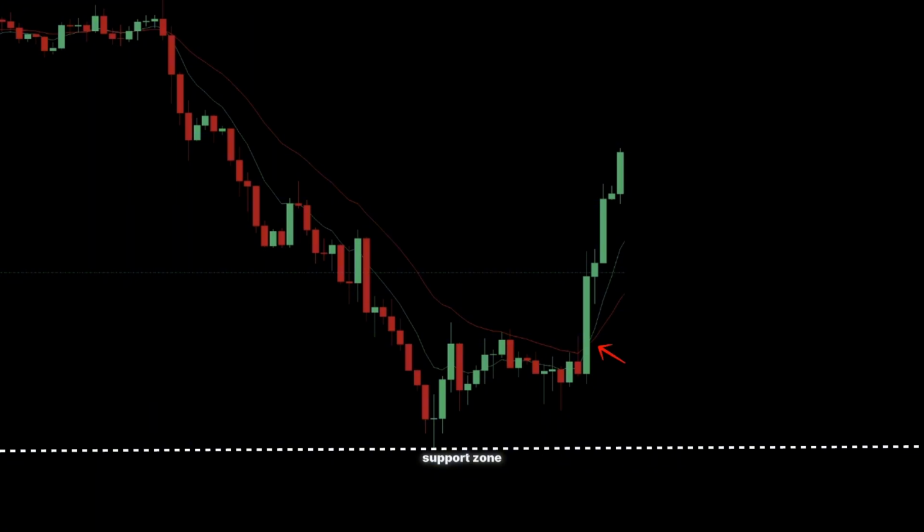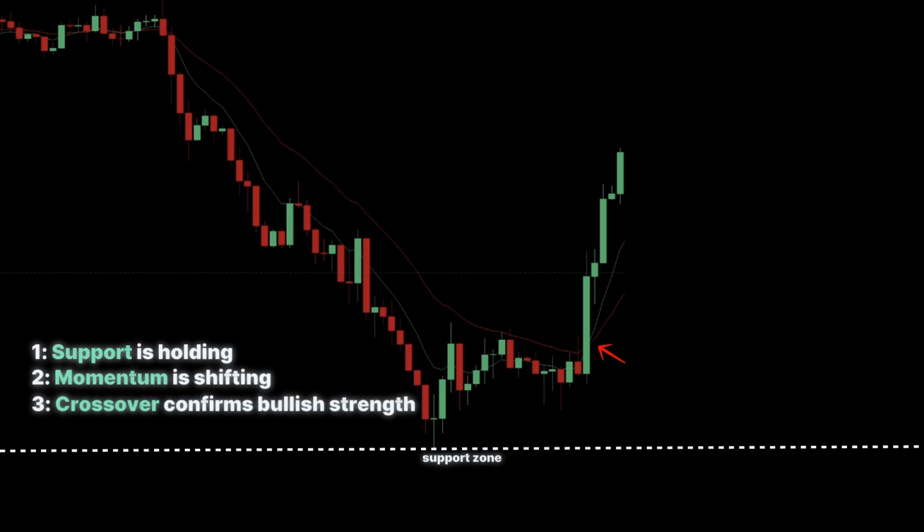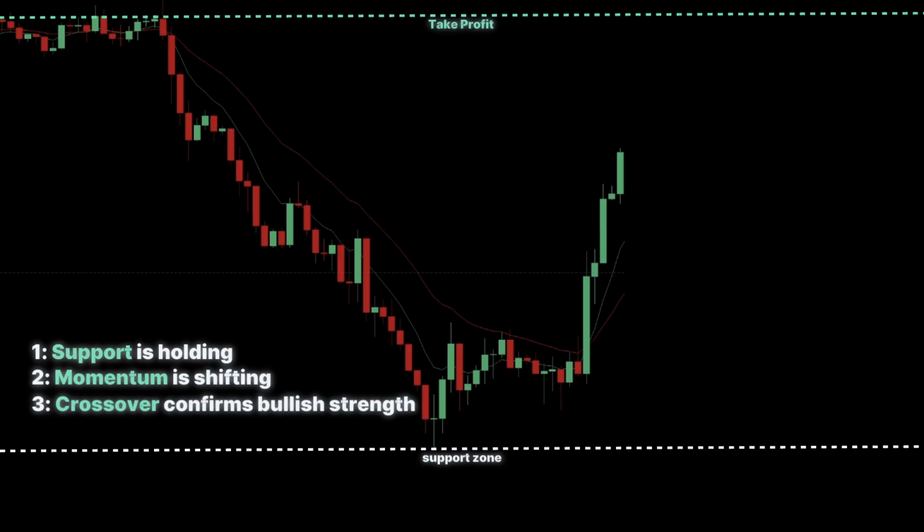Now we have multiple reasons to consider a long position. Support is holding, number 1. Momentum is shifting, number 2. And the crossover confirms growing bullish strength. A trader could enter after confirmation, place a stop loss below support, and target the next major resistance level. Now before you start adding moving averages to all of your charts, you need to know about these common mistakes.